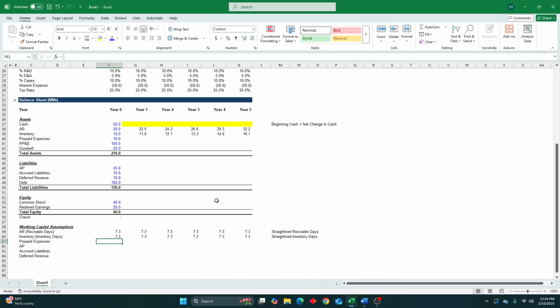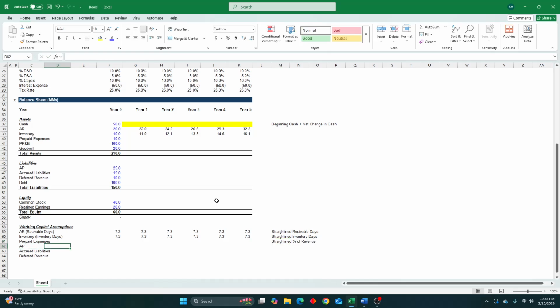All right, so now we've done our inventory, we've done our receivables, and we're on to our prepaid expenses. So the general rule of thumb is going to be for anything that does not have a direct driver, you're just going to assume that it will remain the same as a percentage of revenue. So for our accrued liabilities, deferred revenue, and our prepaid expenses, we're going to assume for all three of these that this is going to be a straight line. Straight line meaning it's going to be the same percentage moving throughout the period. Straight line percentage of revenue.